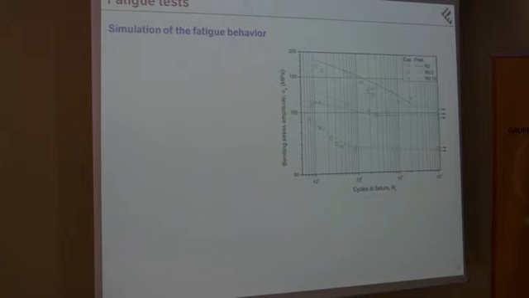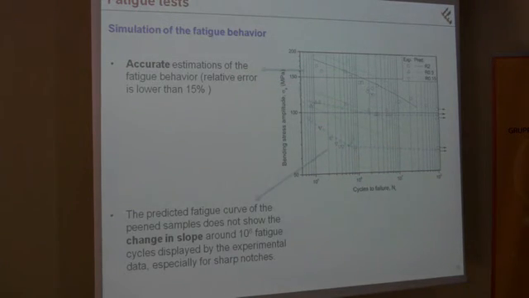For the results of this simulation, we compare here the experimental results, the symbols, and the simulation, taking account of the effect of residual stress in a multi-axial fatigue design. What we can observe from this analysis is an accurate estimation of the fatigue behavior for blunt notches and also partly for the sharp notch. Whereas for the very sharp notch, we are not able to predict the change in slope, the knee point for the curve, and we also have an underestimation of the fatigue strength in the very long fatigue life.